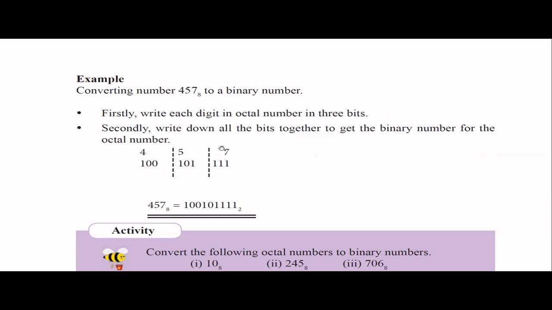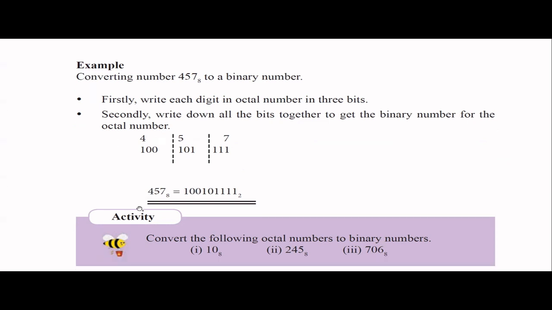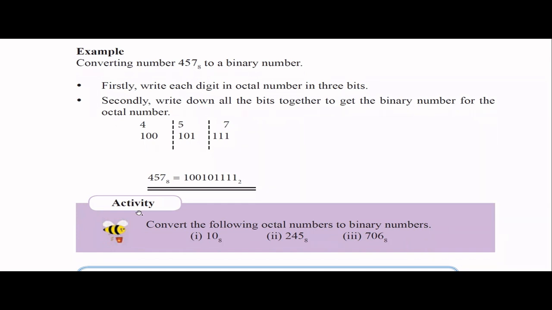Okay, so how to make 7 like this? 7, this is a decimal number. You convert it to binary number, divide it continuously by 2 and take the remainders, then you will get this answer, right? So 4, 5, 7, you can write like this with 3-digit clusters first, then write the whole answer together. So this is the binary number for this 457 octal. Okay, pause the video and we'll see the answers.